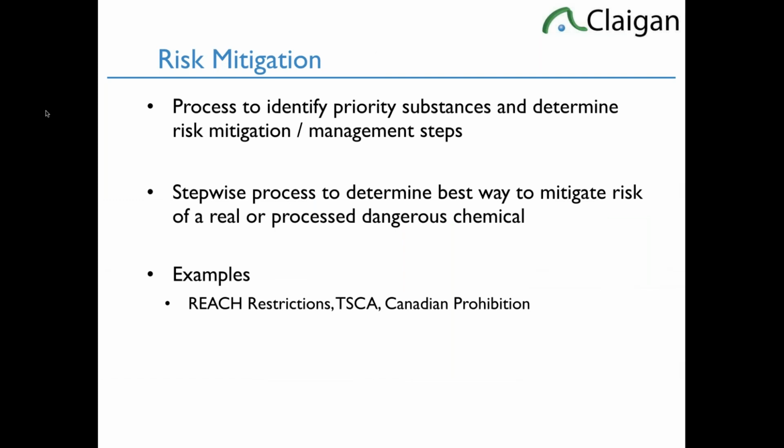And so they're around risk management, risk mitigation. They will have a process to identify priority substances. So which substances are priority to look at, i.e. which ones should we spend the money on to look at whether risk mitigation management is required. A stepwise process to determine the best way to mitigate the real or perceived dangerous chemical. Should be perceived, not processed. My mistake. So examples are REACH restrictions.